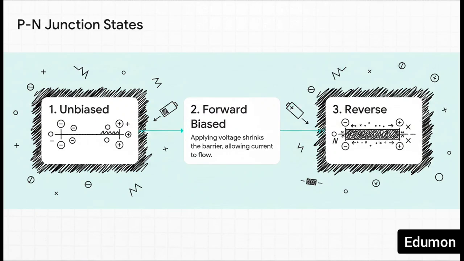Okay, so here's how this little wonder works. Right when they touch, some of those extra electrons from the N side rush over to fill the holes on the P side. This creates a little neutral zone right in the middle, a barrier that stops any more flow. But if we apply a voltage in just the right direction, a forward bias, we shrink that barrier and boom, the current flows. Now, if you reverse the voltage, the barrier gets even bigger and everything slams shut.